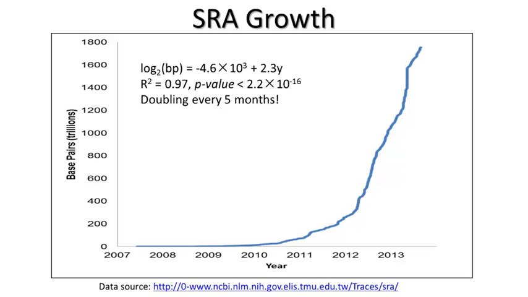As this figure shows, the data has been increasing exponentially since SRA was created in 2007. The amount of data doubles every 5 months. This figure was made in September of 2013. It is already obsolete just 3 months later. It's amazing how fast the data is growing. It's a source of data that cannot be ignored.